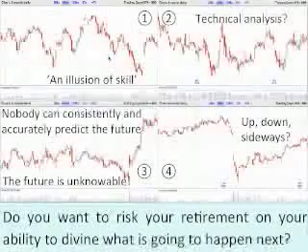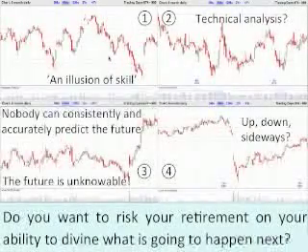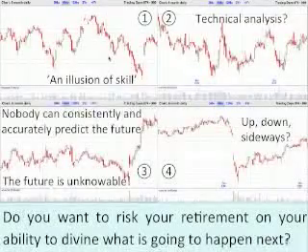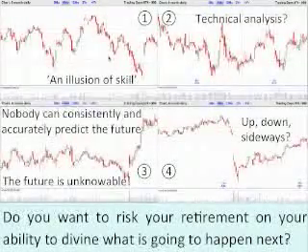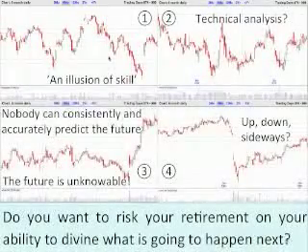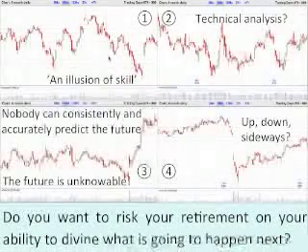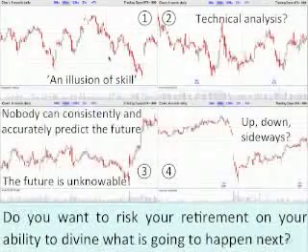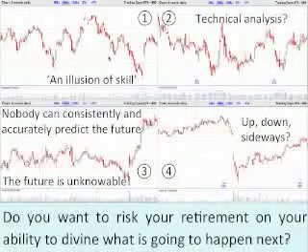Do you want to risk your retirement on your ability to divine what's going to happen next for those 4? I don't think you want to do that. Do you want to pay someone who claims they can tell you what's going to happen next? I don't think you want to do that either. The point is, and I've made this before, the future is unknowable. No one can tell you what's going to happen to those 4 charts next. You don't know if they're going to go up, down, or sideways.